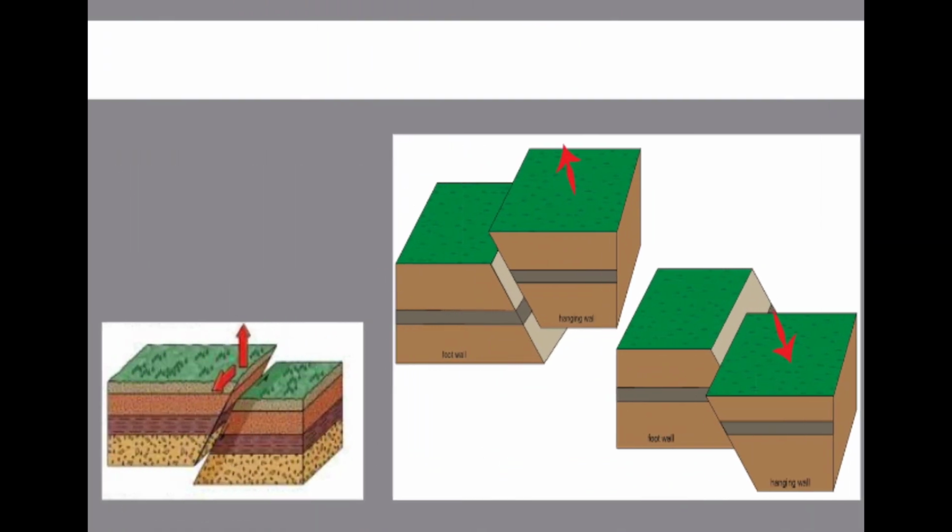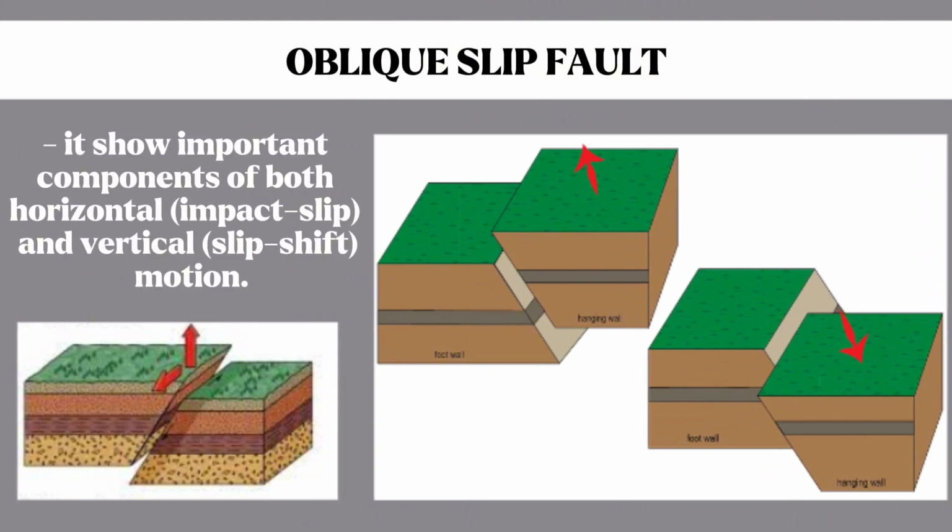Additionally, there is another type of fault, the oblique slip fault. Oblique slip faults show important components of both horizontal, which is the strike slip, and vertical, the dip slip motion. The oblique slip fault combines the strike slip motion with significant normal, reverse, or thrust slip.